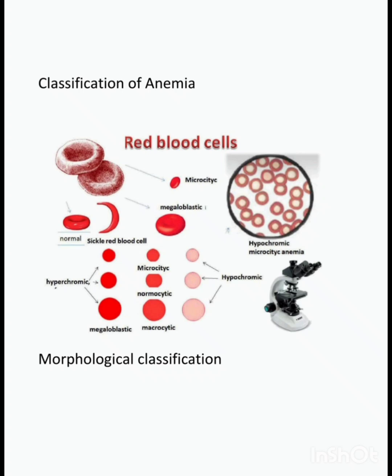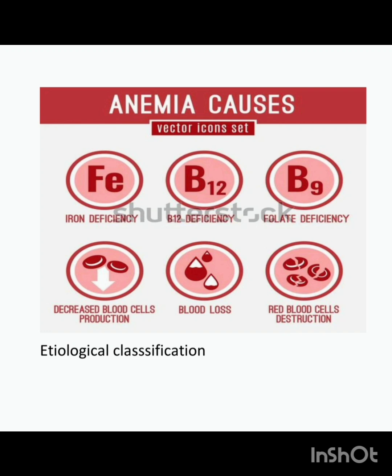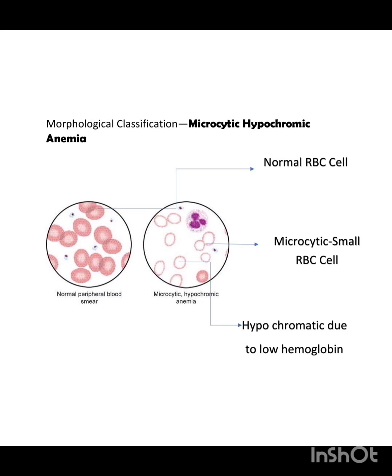Now let's move on to the classification of anemia. Anemia can be classified in two ways: morphological classification and etiological classification. First, let's discuss the morphological classification. Morphological classification is based on the size and the hemoglobin content of the red blood cells. It includes three main types: microcytic hypochromic anemia, normocytic normochromic anemia, and macrocytic anemia. We will discuss each of these types in detail in the following section.